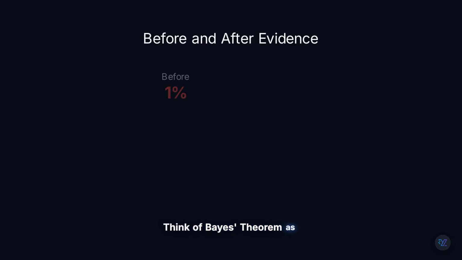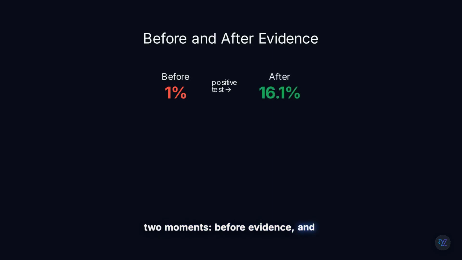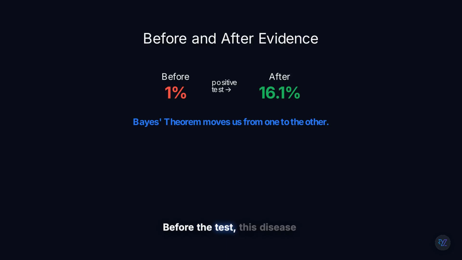Think of Bayes' theorem as two moments, before evidence and after evidence. Before the test, this disease only affects 1% of people. That's our starting belief. After a positive test, once we account for both how rare the disease is and how reliable the test is, that belief jumps to around 16%. Bayes' theorem tells us exactly how to move from one to the other.